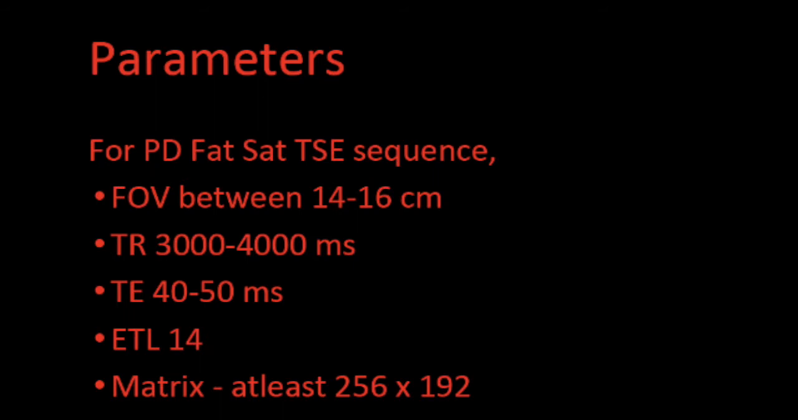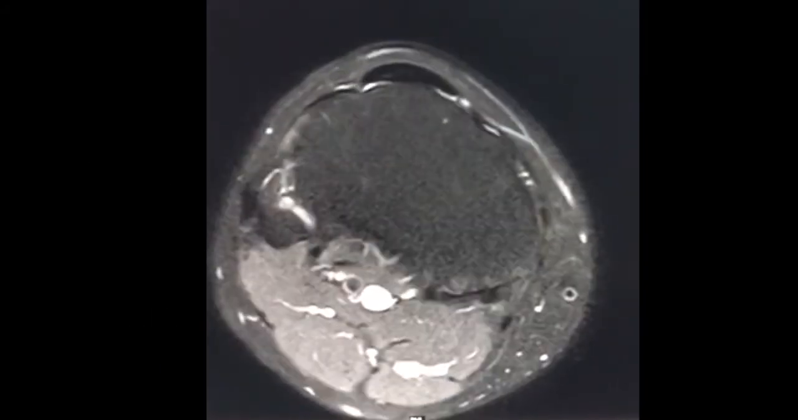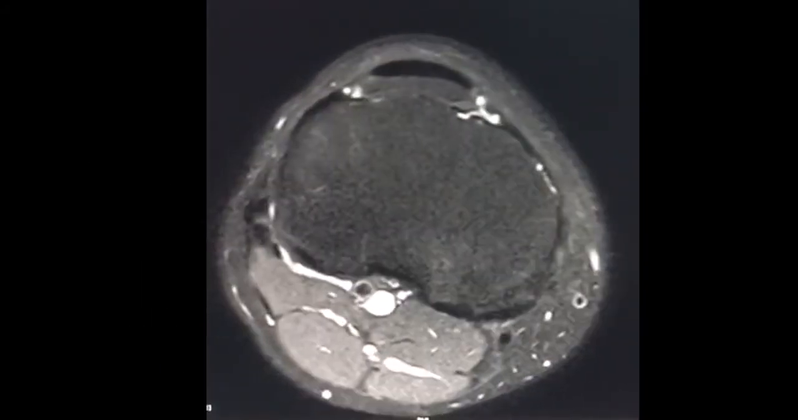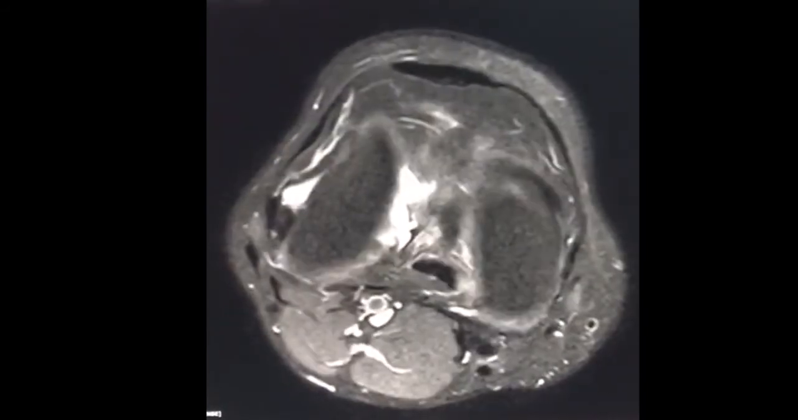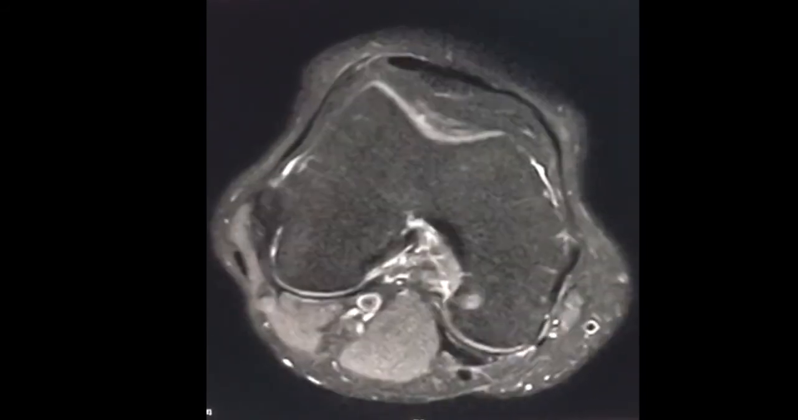The matrix is kept between 256 by 192 or above. The field of view is usually kept small, between 14 to 16 centimeter. The thickness in all planes is between 3 to 4 millimeter.